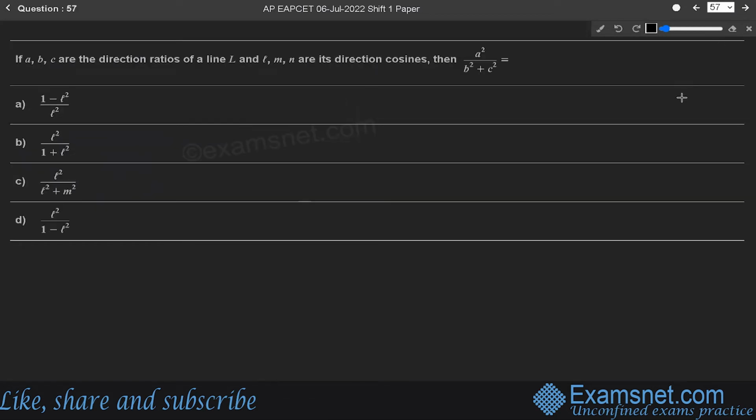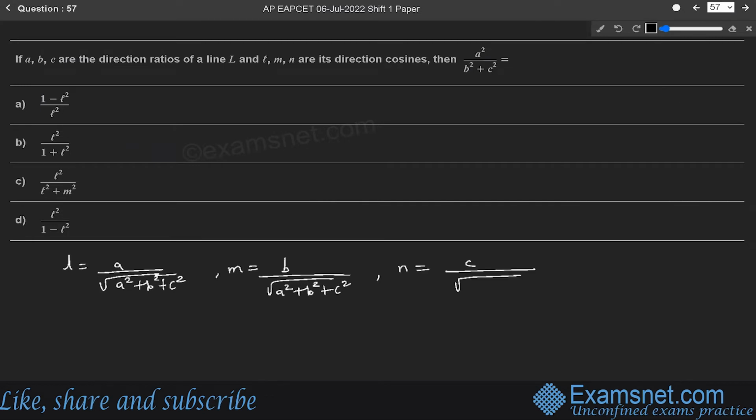Next question is, if A, B and C are the direction ratios of a line L and L, M and N are its direction cosines, then A square upon B square plus C square is equal to. We know that if ABC are the direction ratios and L, M and N are its direction cosines, then L is given by A upon under root of A square plus B square plus C square. M is given by B upon under root of A square plus B square plus C square. And N is given by C upon under root of A square plus B square plus C square.